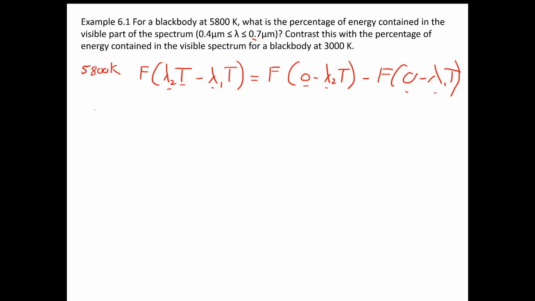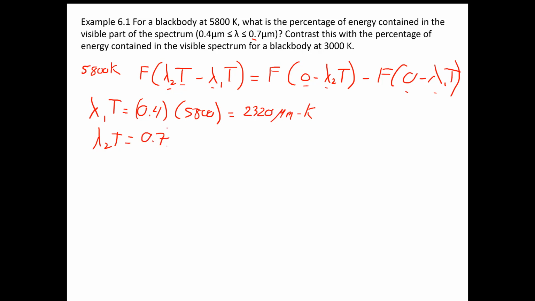So let's calculate lambda 1 T. Lambda 1 is 0.4 micrometers and the temperature is 5,800 K. So that would equal 2,320, I believe, in micrometers Kelvin. And then lambda 2 T, where lambda 2 is 0.7, you multiply by the temperature.